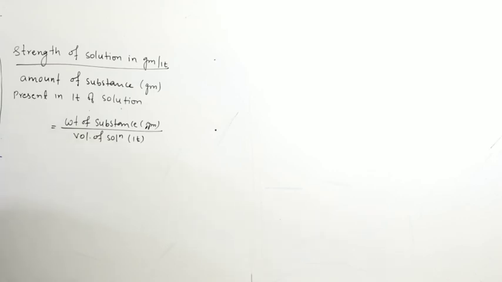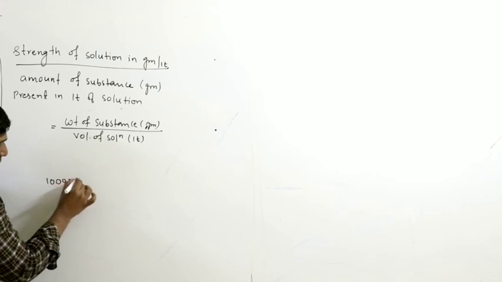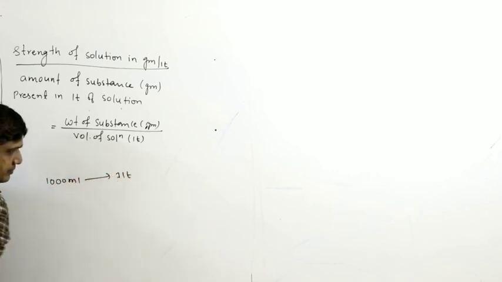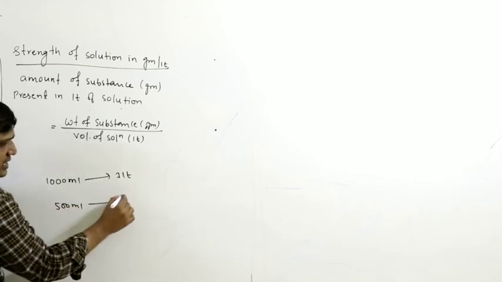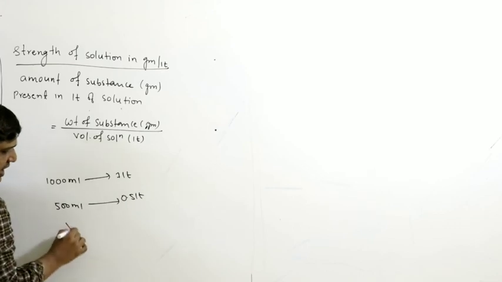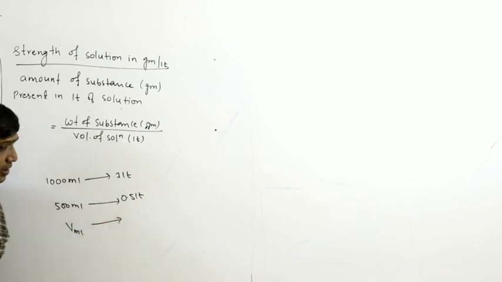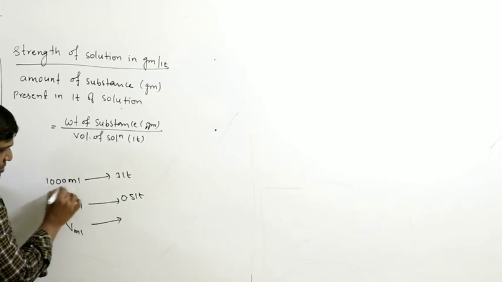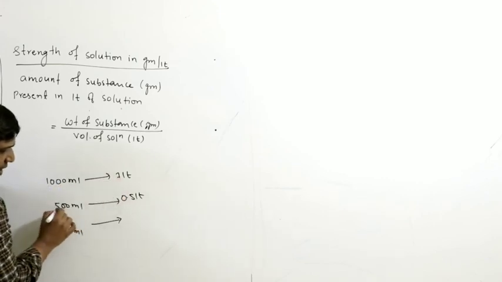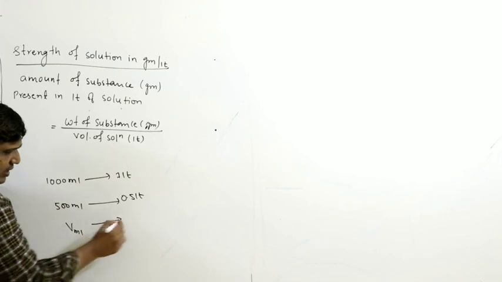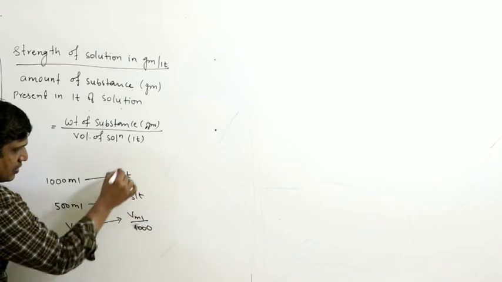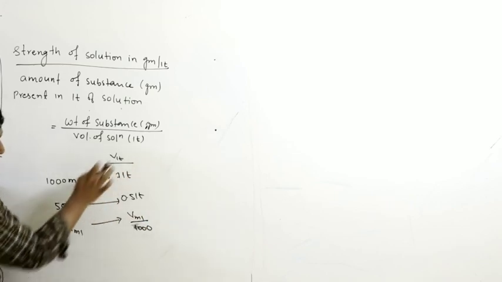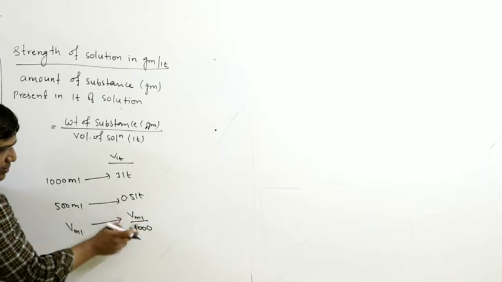Always volume may not be given in liters. If it is given in ml, how do we solve it? Suppose I take 1000 ml, it is considered as 1 liter. If I take 500 ml, it is considered as 0.5 liters. If I have V ml, then how many liters will I get? You have to divide this by 1000. 1000 by 1000 is 1, 500 by 1000 is 0.5. V in ml by 1000 gives you volume in liters. So volume in liters is nothing but volume in ml by 1000.